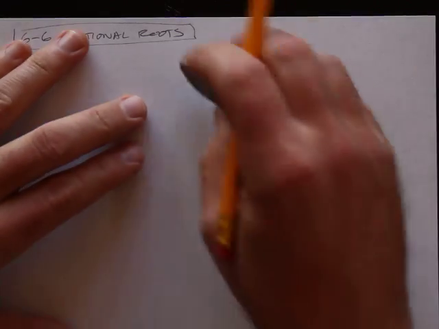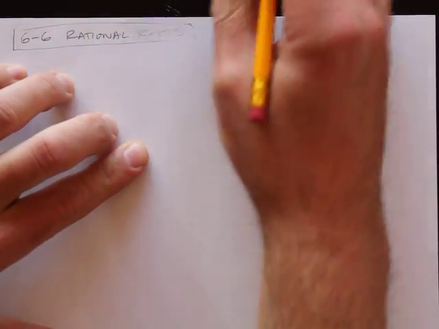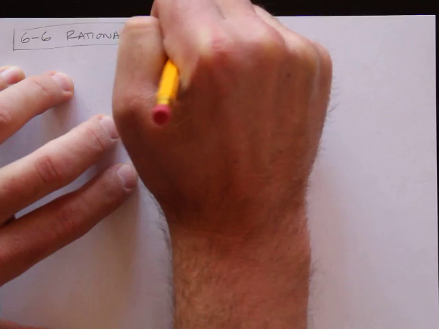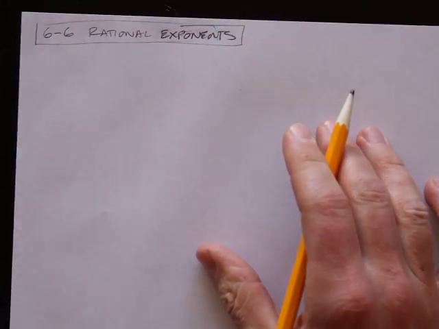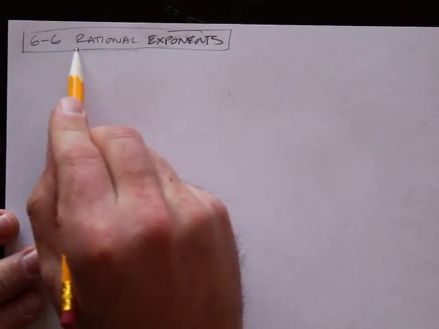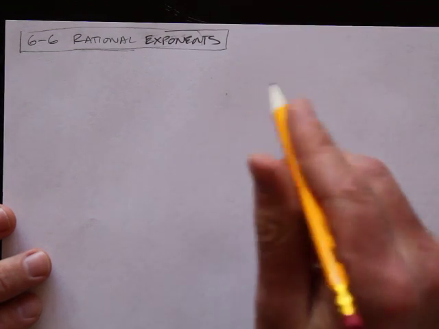Algebra 2, 6-6, rational, oops, I wrote roots, rational exponents. Goodness. Rational exponents. Sorry about that. Okay, rational exponents is what we're looking at. Whenever we see rational in math, usually it means we're going to be talking about fractions.